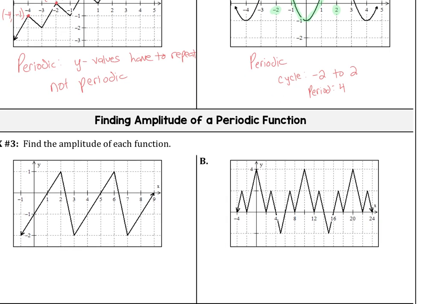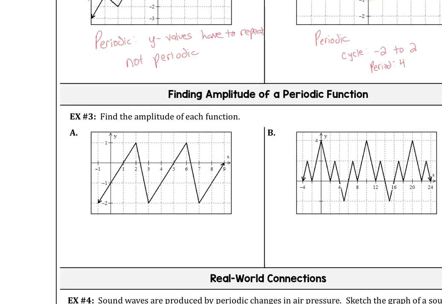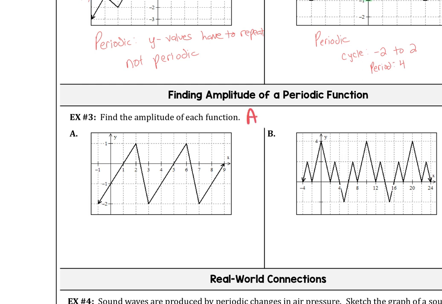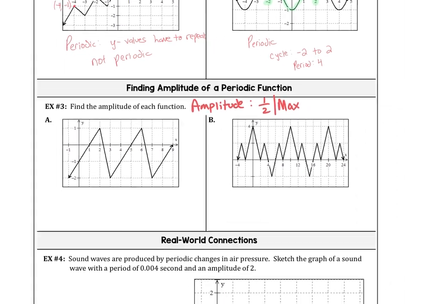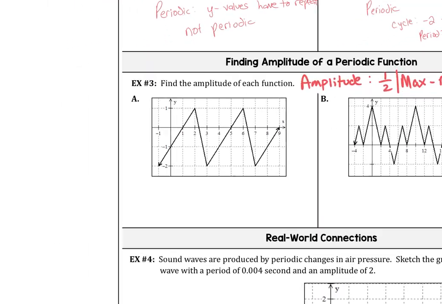Now, that amplitude was kind of the last feature we talked about here. Remember the amplitude. Amplitude is nothing more than 1/2 times the absolute value of the max value, and when we say max, we're talking about the y values, minus the min, again talking about the y values. So let's take a look here at this amplitude.